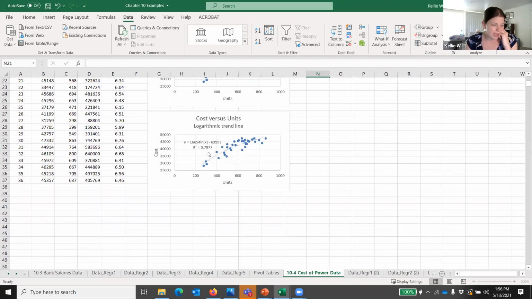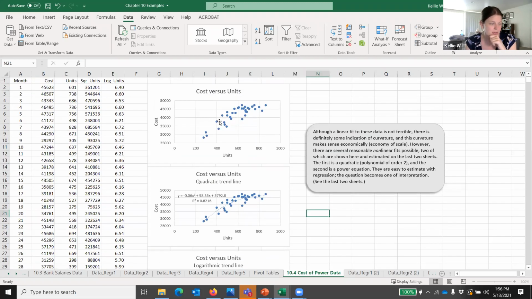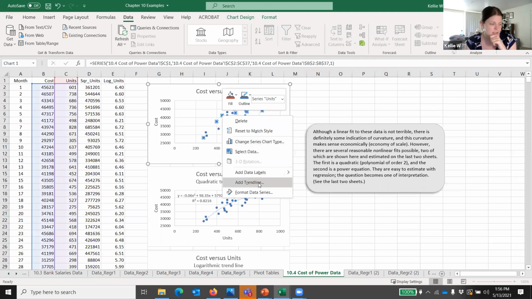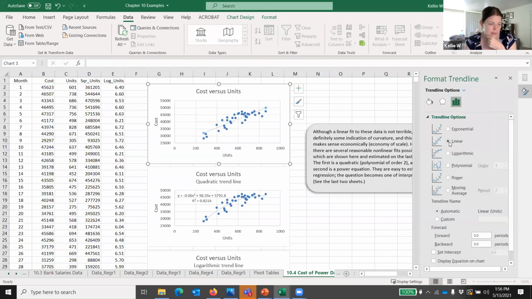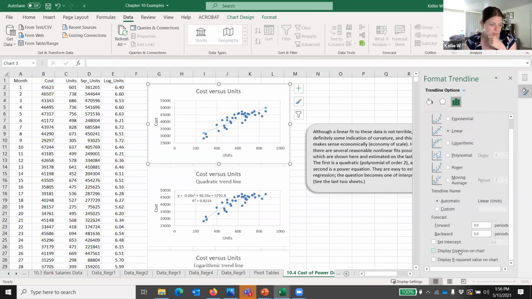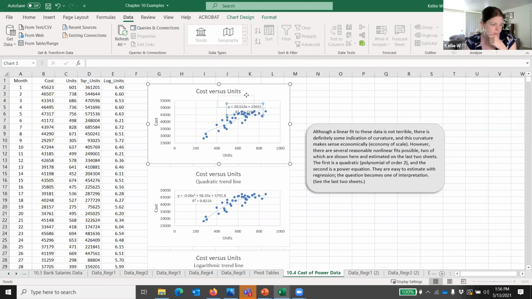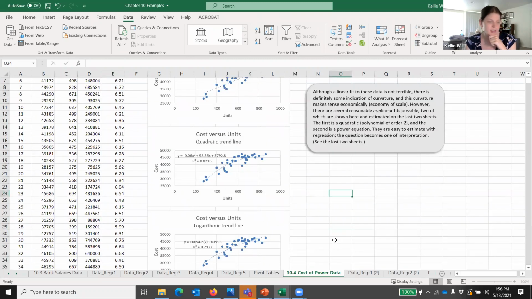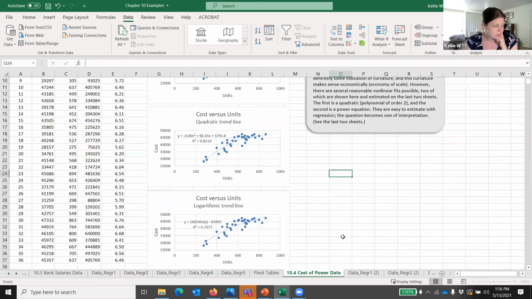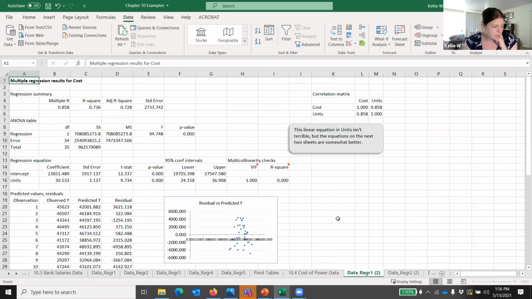They also apply a log trend line to this, and they also get a decent prediction. If we were to do linear, let's just add it to practice. So we'll add a linear trend line and display the equation and r squared. It's not bad, but it's not as good as the curved equation. So, okay.